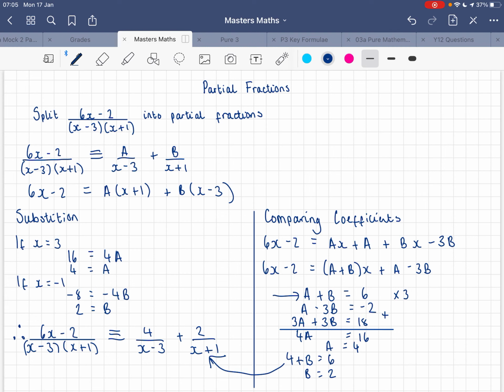Or you can do it by substitution and methodically eliminating each of the constants A and B and C sometimes, which we'll look at in the next example, until we found all three. So that's the two different methods.